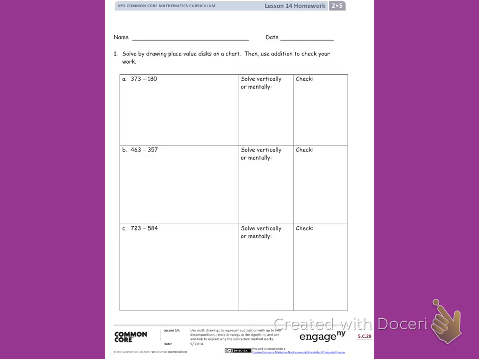I'll go ahead and underline the important details. Drawing place value disks on a chart. Use addition to check. Item A, 373 minus 180. I'll go ahead and use the large rectangular box for my place value chart.